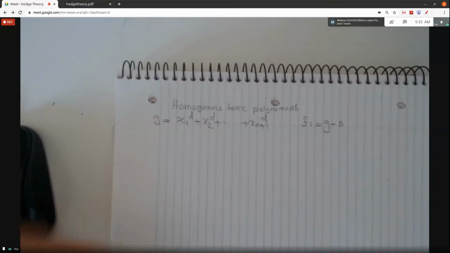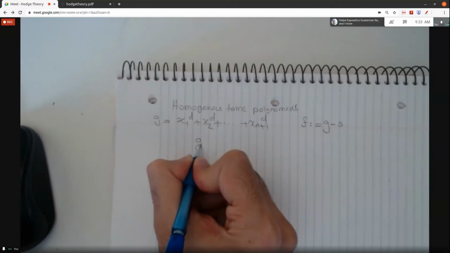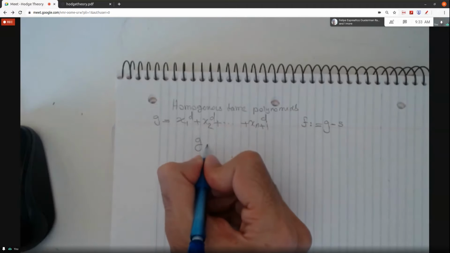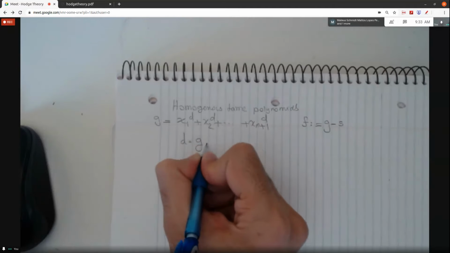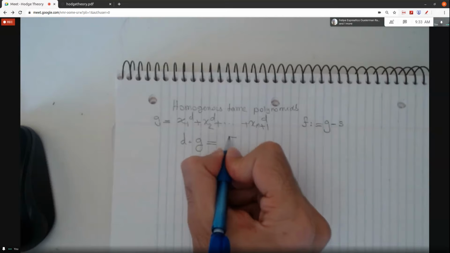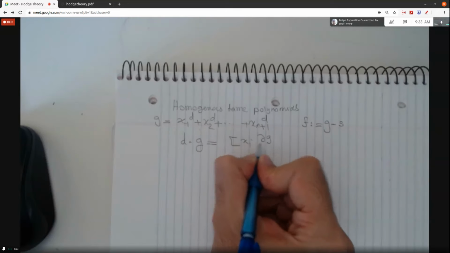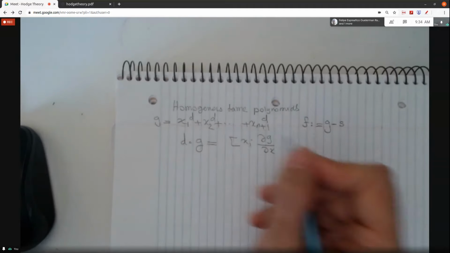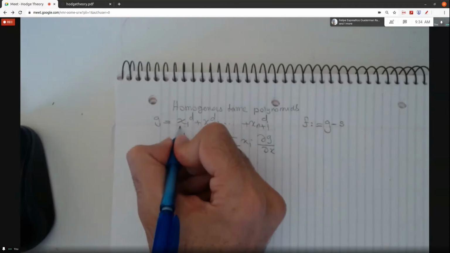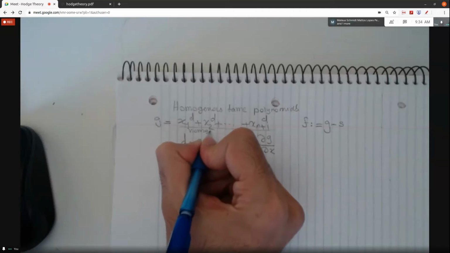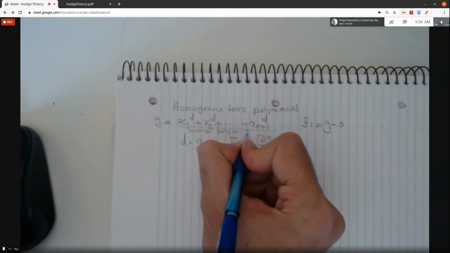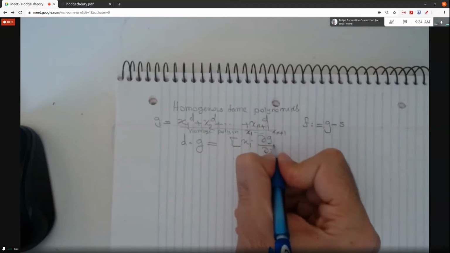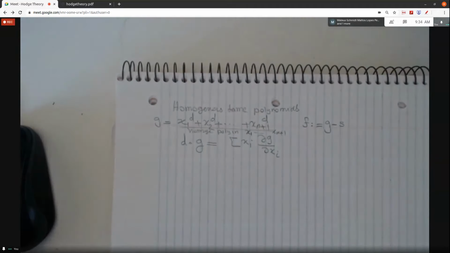So let's go forward. So G, I think this is called Euler's identity. Since G is homogeneous, degree d times G is the same as the sum of x_i times the partial derivative of G with respect to x_i. So you could put also arbitrary homogeneous polynomial in x_1 to x_{n+1}. Okay, so this is valid for arbitrary homogeneous.